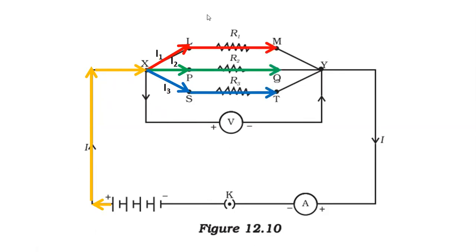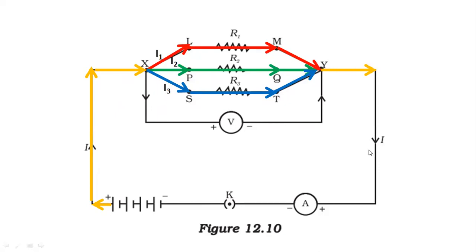They are going to continue their journey. Afterward, they are again going to reach a point, the Y point. All we have seen is that at point X they got divided. They crossed L, P and S, then they reached M, Q and T, and then they reached Y. But at Y, they will combine themselves, and again we will get current I. Initially that I was divided into I1, I2 and I3, but again the same current is flowing. That means they combined themselves.